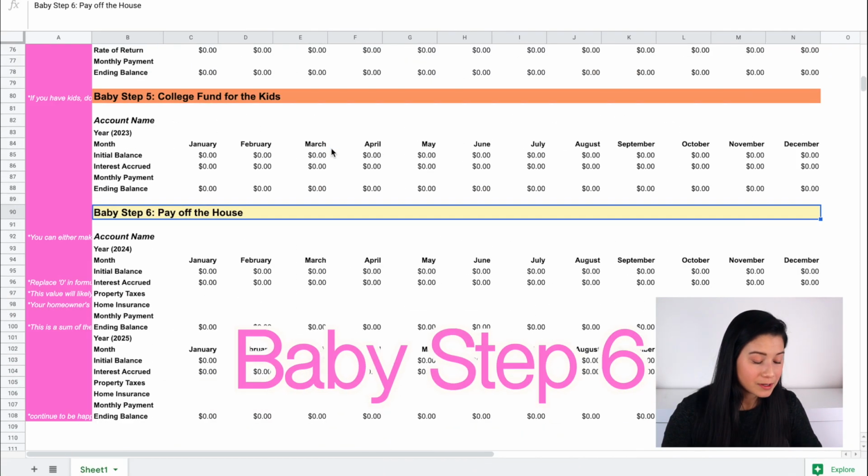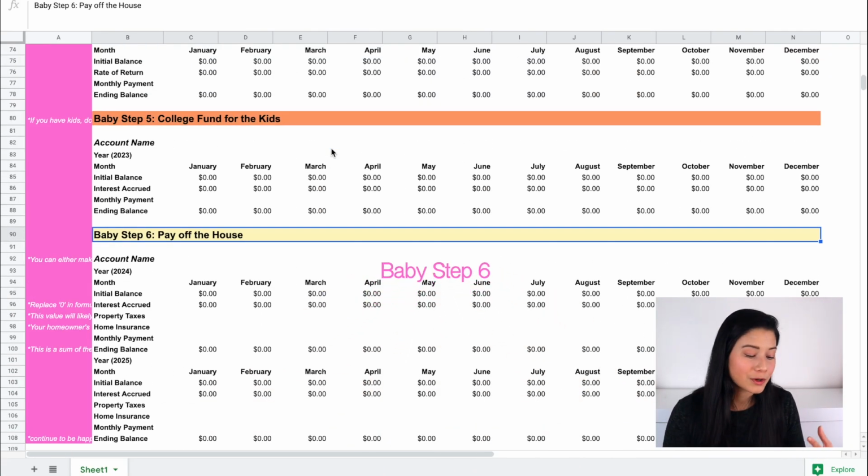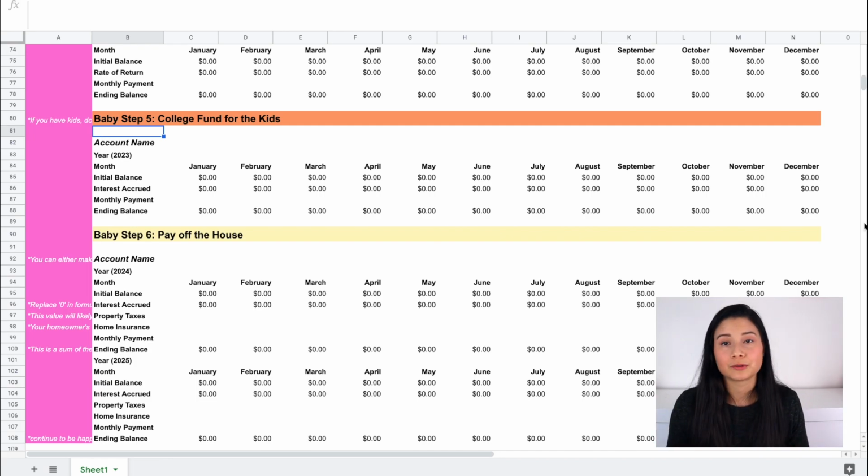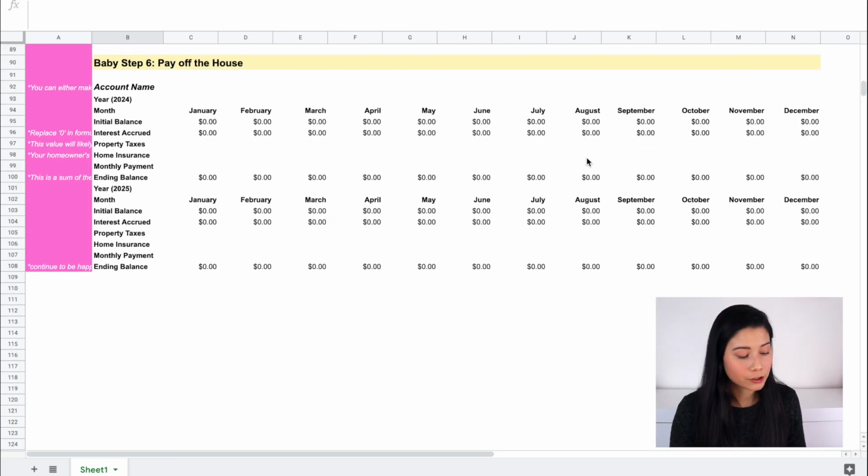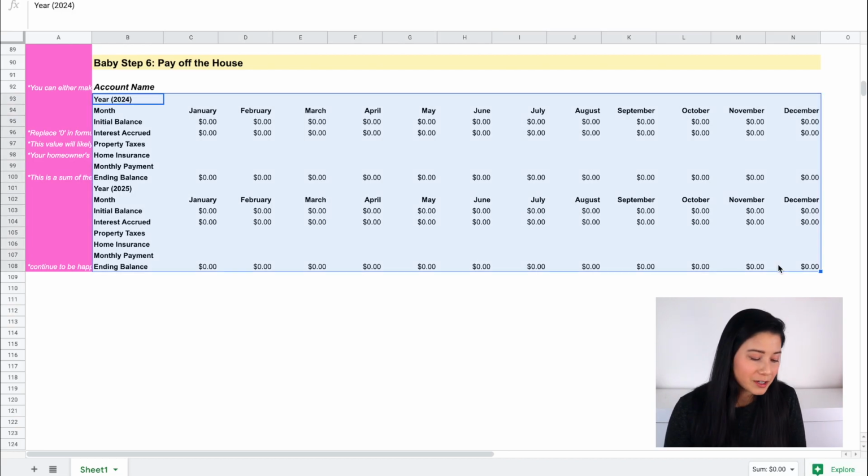Next thing is baby step 6, pay off the house. So once you have your house and you have your 15-year mortgage, you may want to pay it off early, or you may just want to write out the mortgage. If I were in this position in the future, I have a feeling that I'll probably try to pay it off as fast as possible because I just know myself. Here I have a little tracker, no more than 2 years long, because maybe it'll inspire you to try to finish it within 2 years.